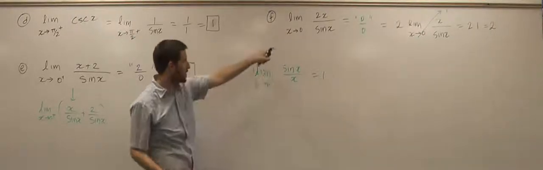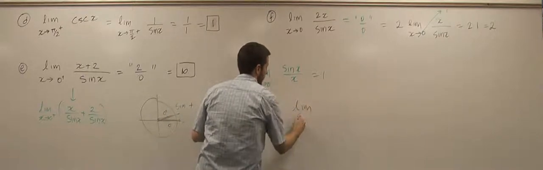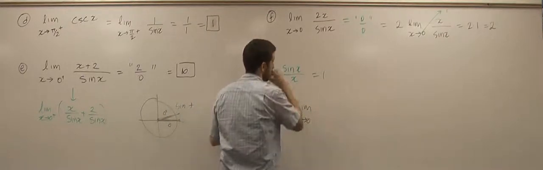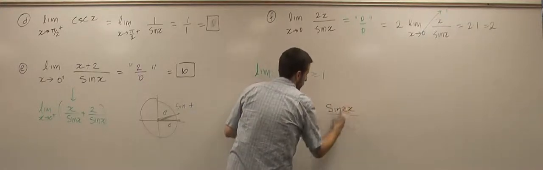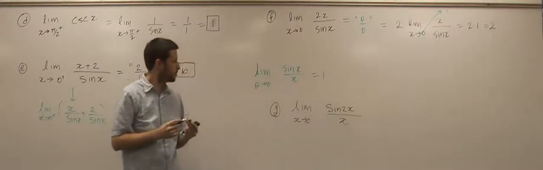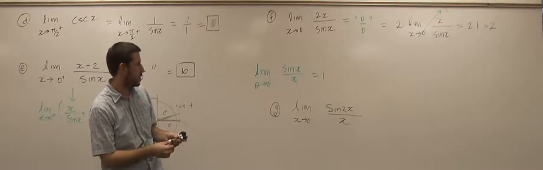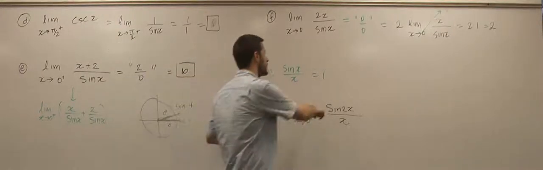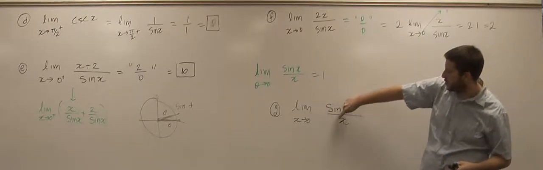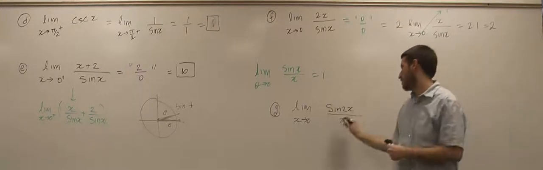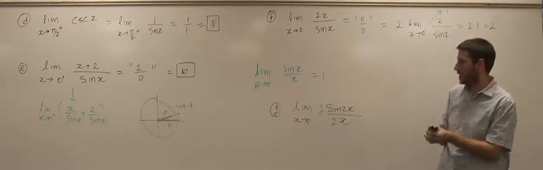So compare and contrast, if I gave you instead the limit as x goes to 0 of, let's say, sine 2x over x. This one is the one where you have to multiply by 2, because the 2 is inside of the sine, so you need to match that down here. And if you multiply by 2 down here, you have to do it up here. And then this gets pulled out.